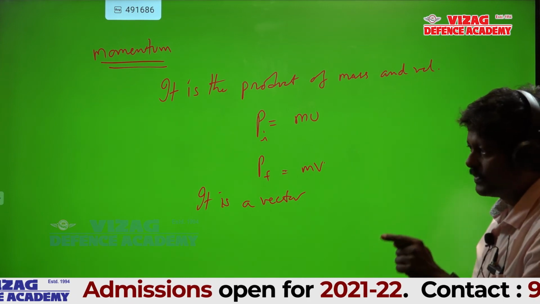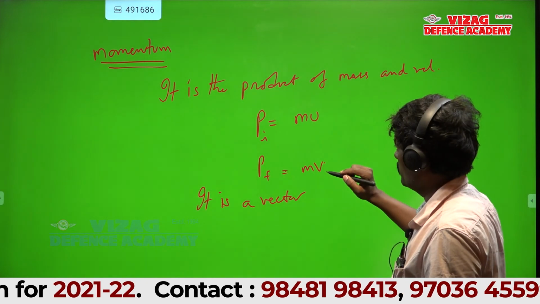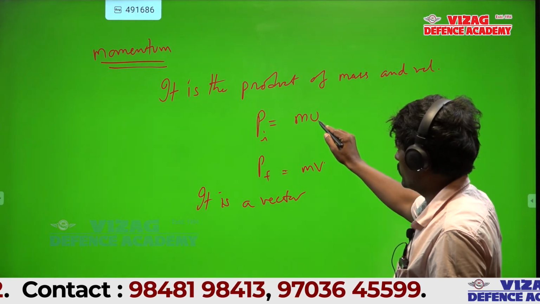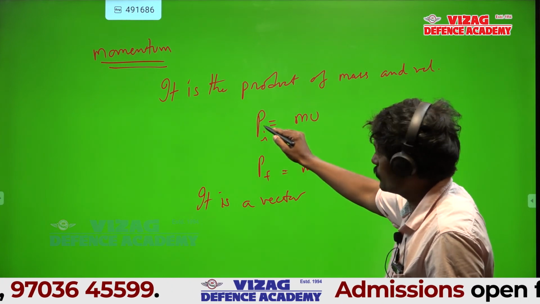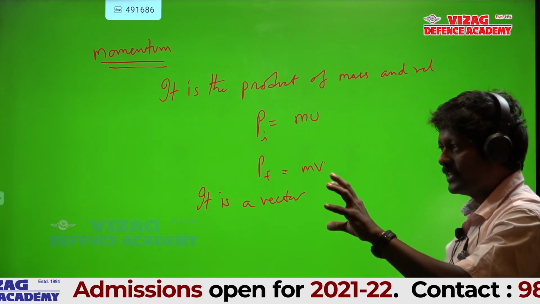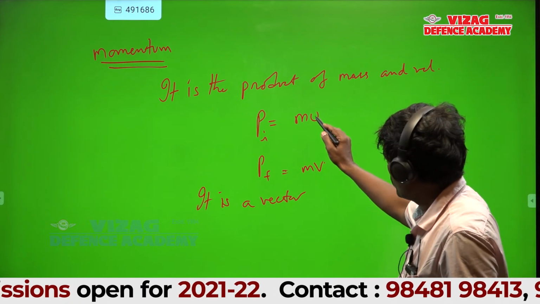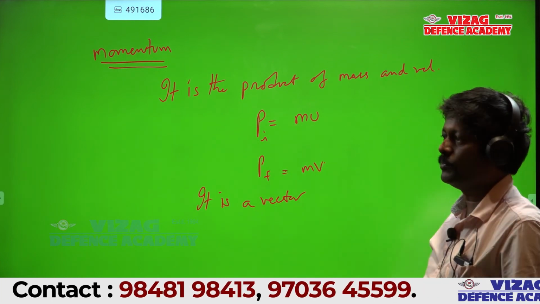How do you know it's a vector? Listen, velocity is vector or scalar? Velocity. A vector multiplied by a scalar gives you a vector only. If you have one vector and multiply it with a scalar, that will give you a vector only. So momentum is a vector.